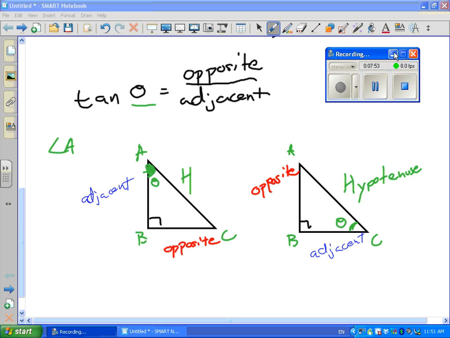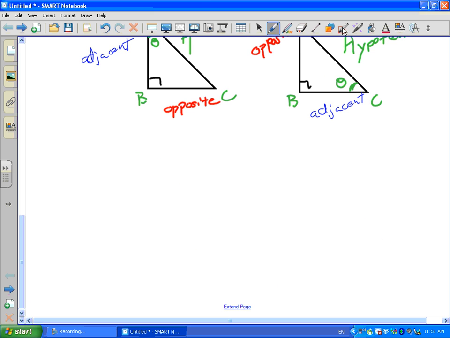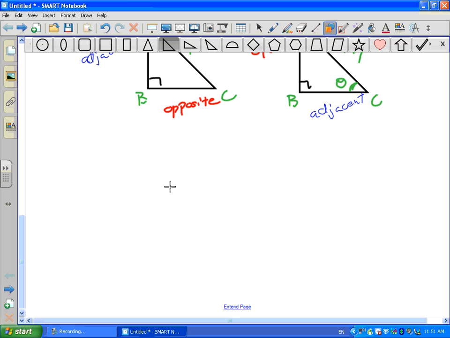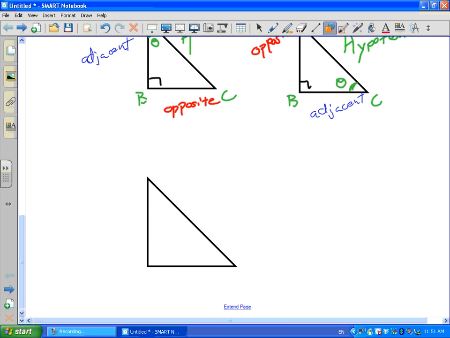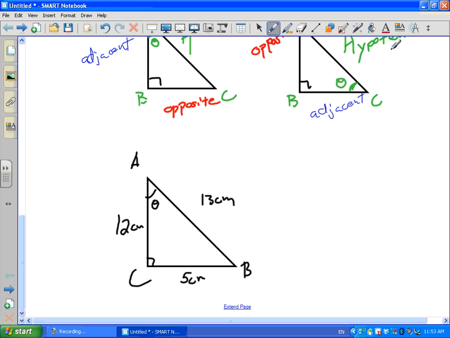Okay. So we've done that. We can now name a triangle. Very, very important for what we're going to do. So let's actually deal with the question. Okay. So here we have an actual question. We'll call it our example 1.